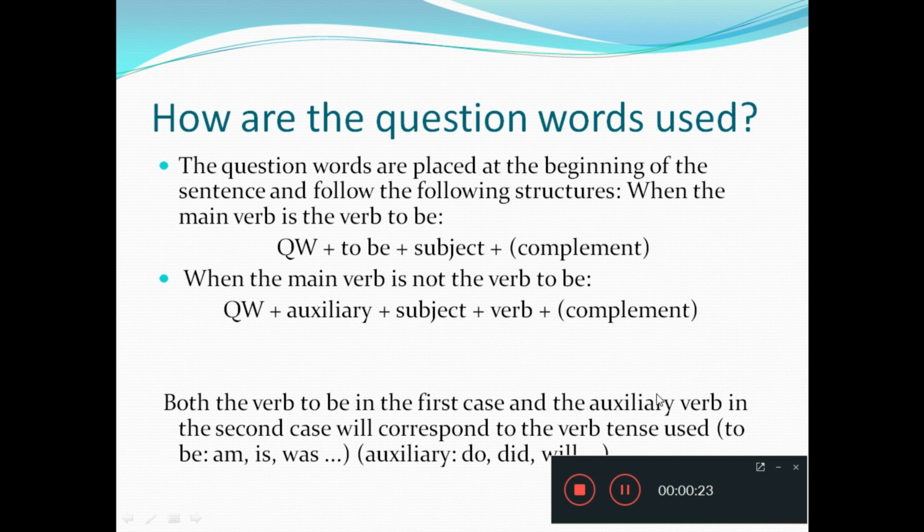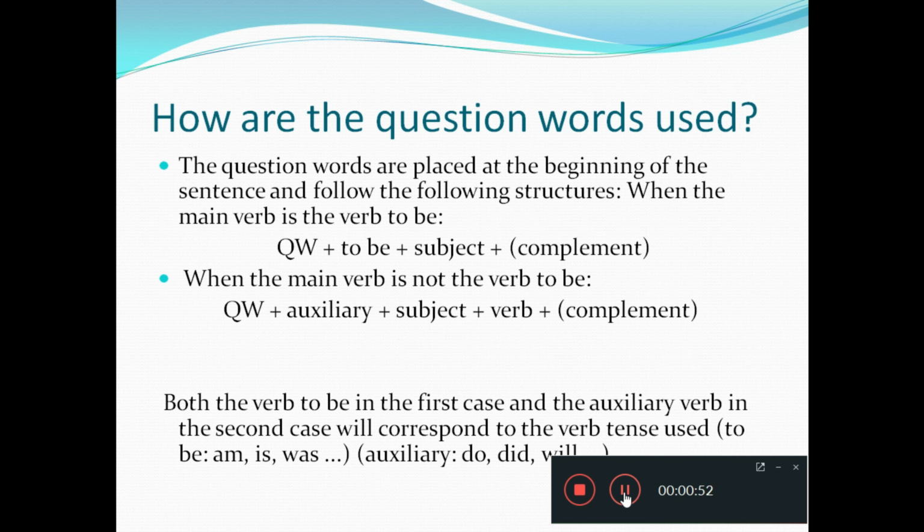How are the question words used? The question words are placed at the beginning of the sentences and follow the following structure. When the main verb is the verb to be: question word plus to be plus subject plus complement. When the main verb is not the verb to be: question word plus auxiliary plus subject plus verb plus complement.